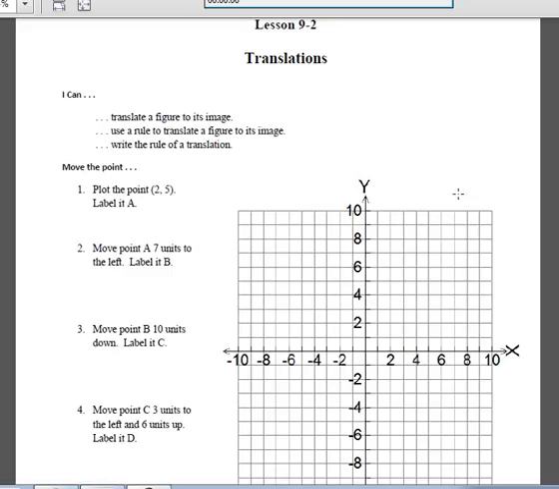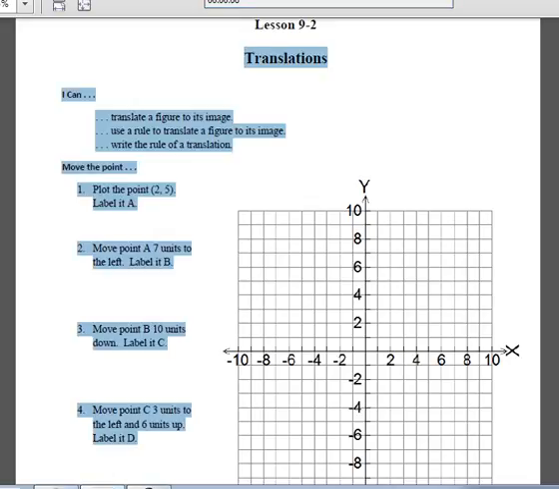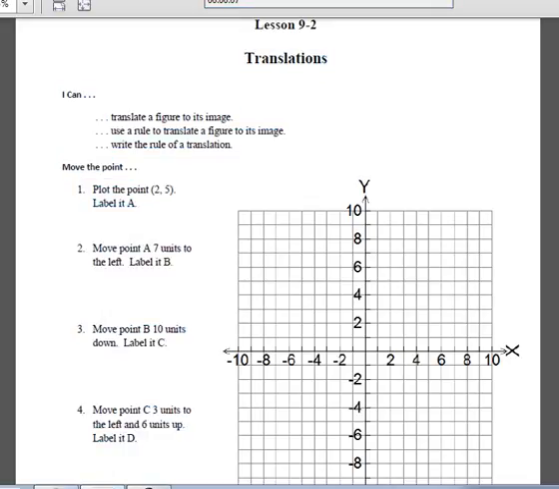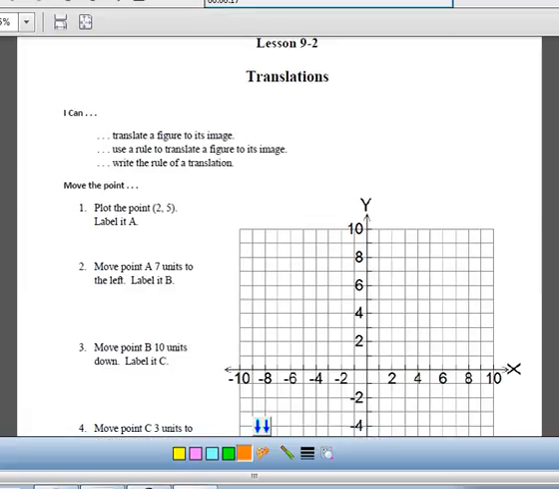Welcome to the video notes for lesson 9-2. This lesson is all about translations. This begins on page 11 in your notes packet. Let's go ahead and take a look at the learning targets. So, there are a couple learning targets for this.